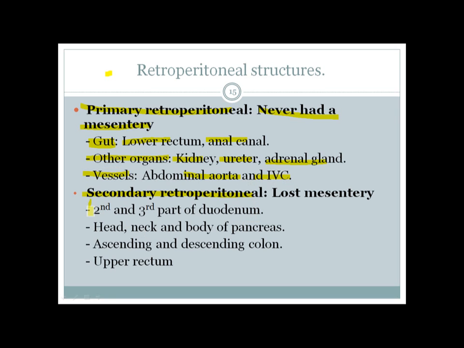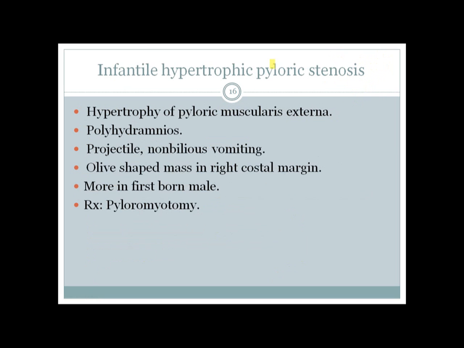And some parts of the GI tract had a mesentery at some part of their life or development, but later lost the mesentery due to the fusion of the mesentery with the parietal peritoneum. So the second and third part of the duodenum, head, neck, and body of the pancreas, ascending and descending colon, and upper rectum. All of those are secondary retroperitoneal structures. This slide is very important for you to remember, very important. It's a bit of cramming, but you can also remember them from seeing some pictures.